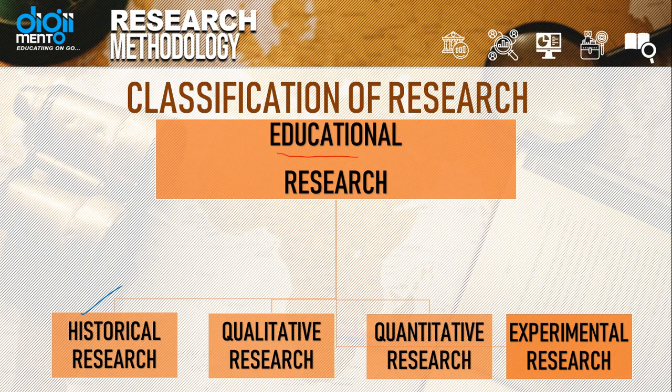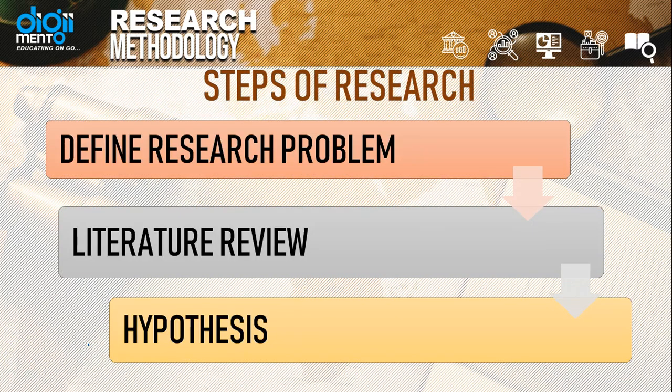Okay, now the next one is experimental research. This is very simple. It describes what will happen in the future if certain variables are carefully controlled and manipulated. So that's it. Okay, so the next is the steps of research. These are all the steps you go through in the entire research process, the entire research journey.